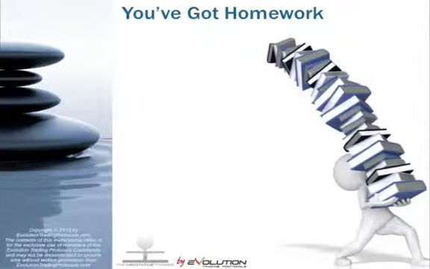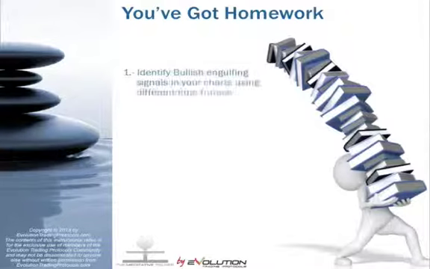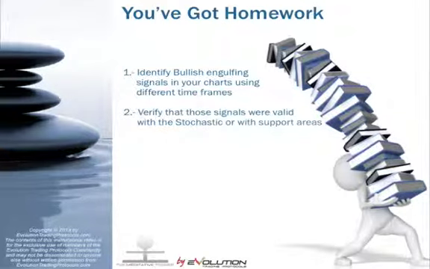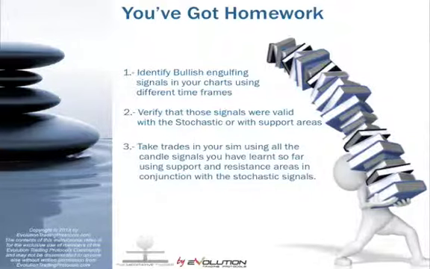Okay, now enough examples. Now your homework. 1. Identify bullish engulfing signals in your charts using different time frames. 2. Verify that those signals were valid with a stochastic or, as in this case that I just showed you, with support areas. 3. Take trades in your sim using all the candle signals you've learned so far, using support and resistance areas in conjunction with the stochastic signals. And 4. Send all your trades for correction.